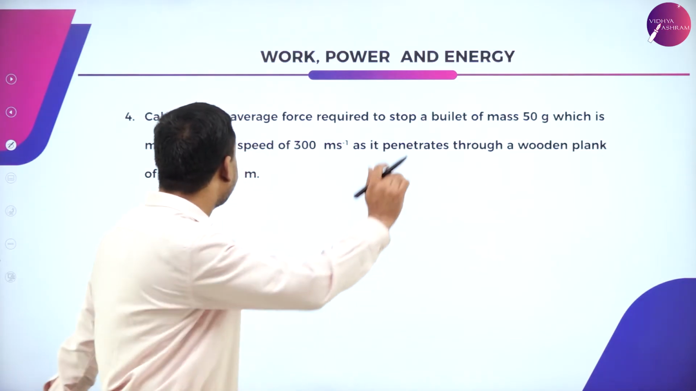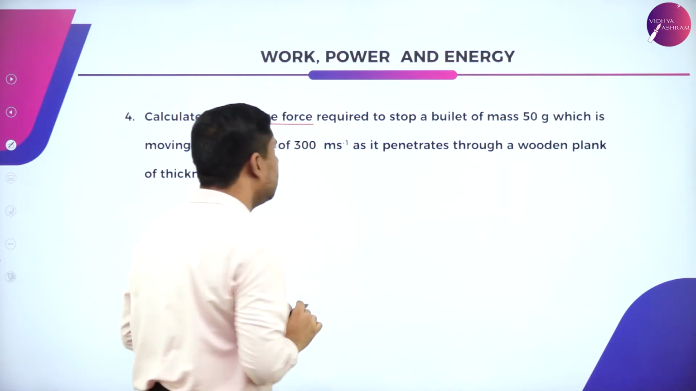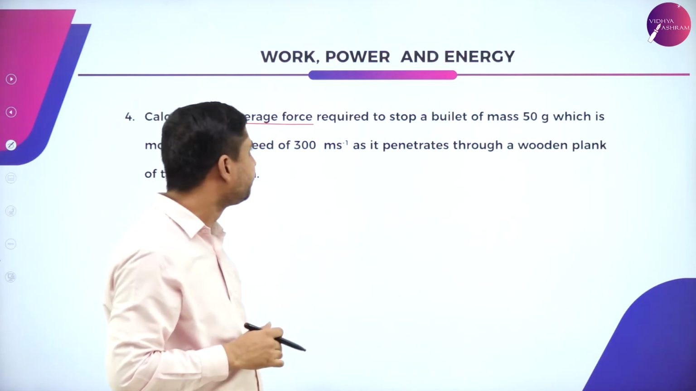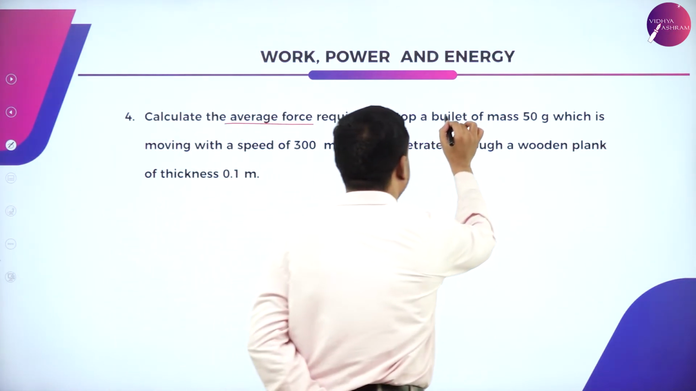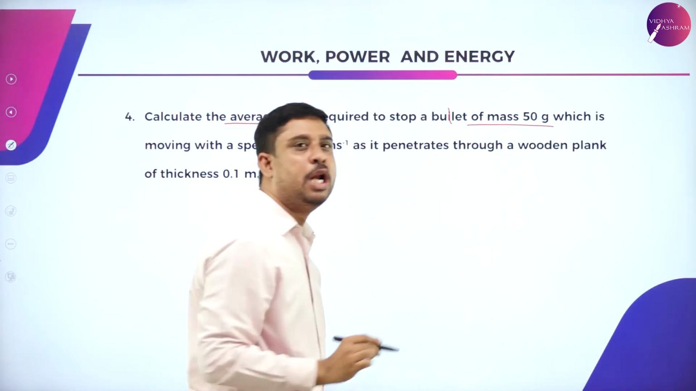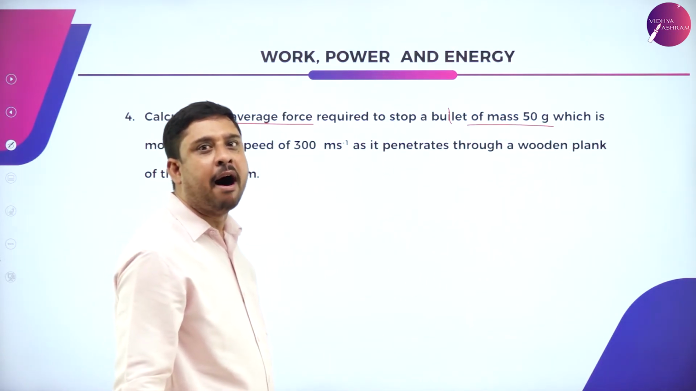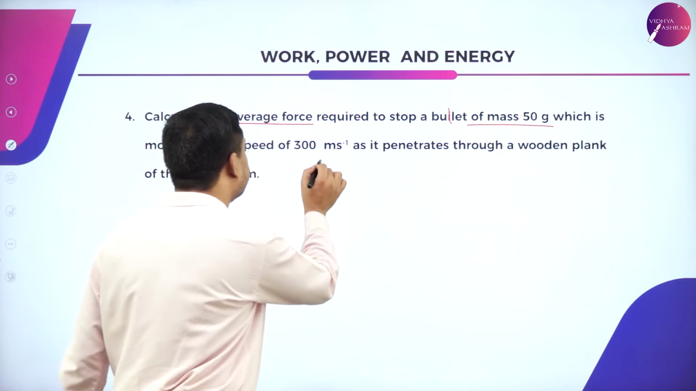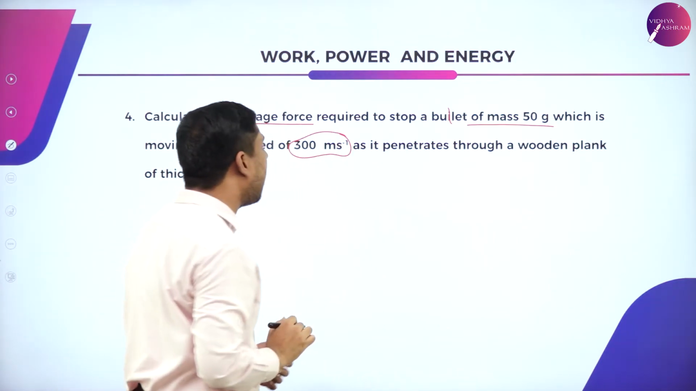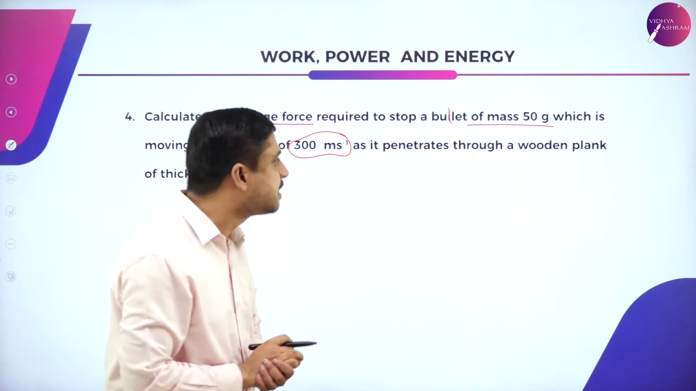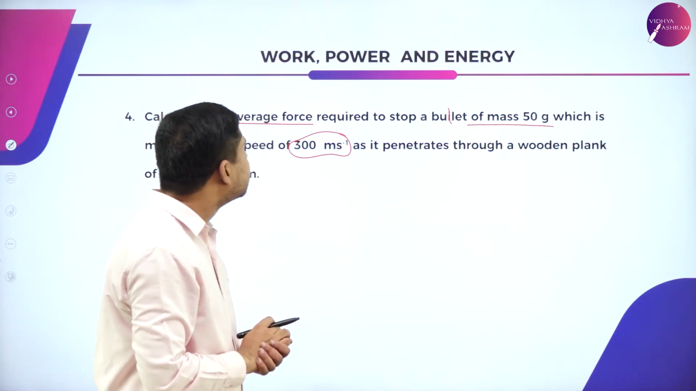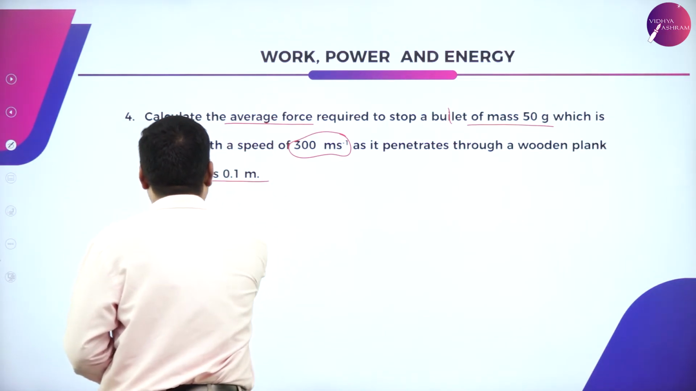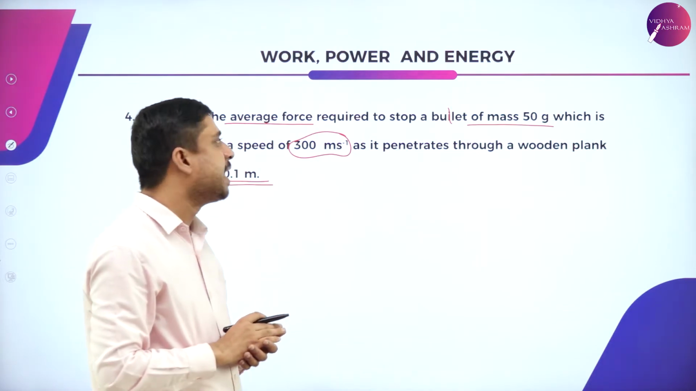Next one, calculate the average force required to stop a bullet of mass 50 grams, which is moving with a speed of 300 meter per second, as it penetrates the wooden plank whose thickness is 0.1 meter.